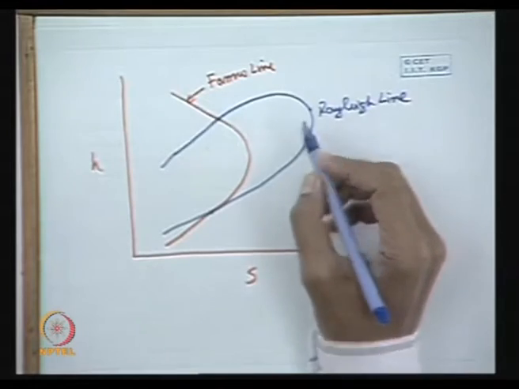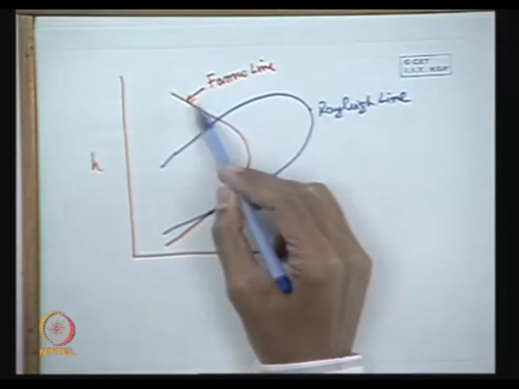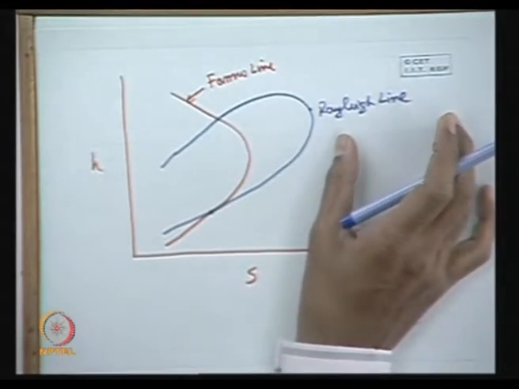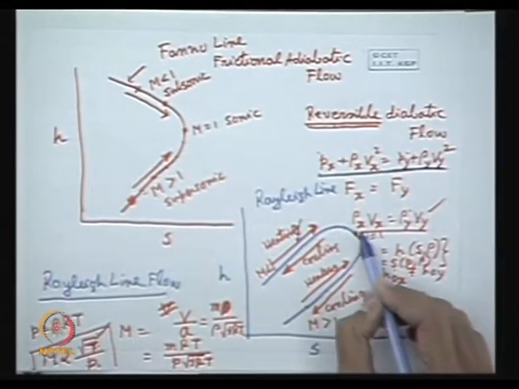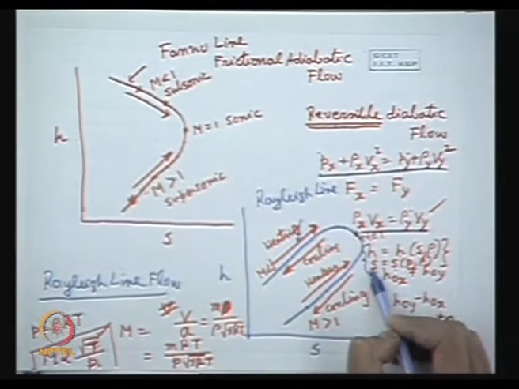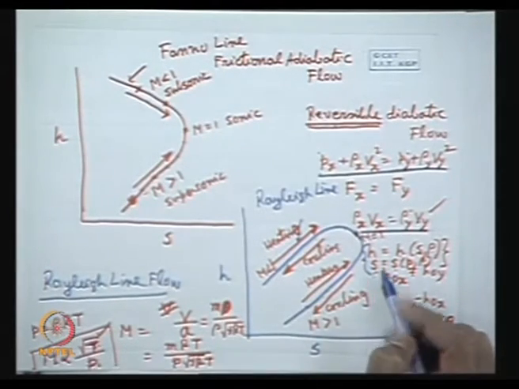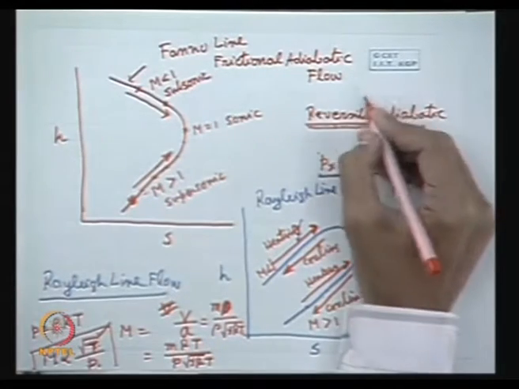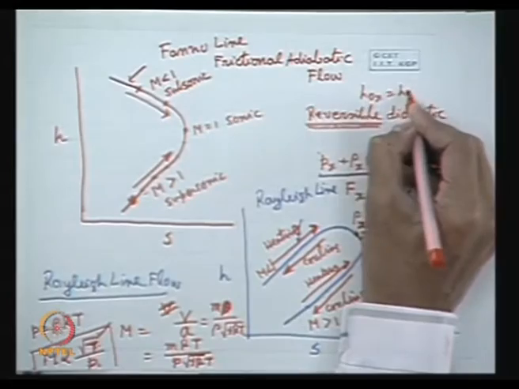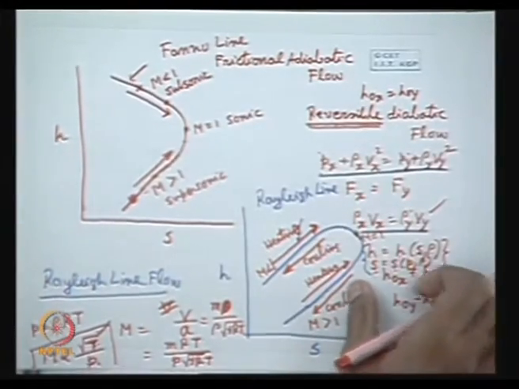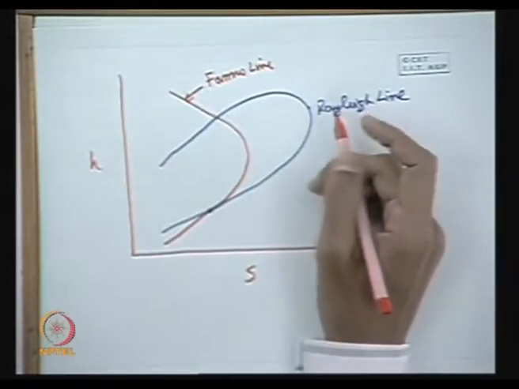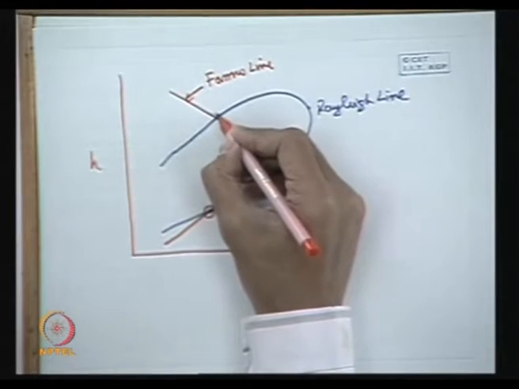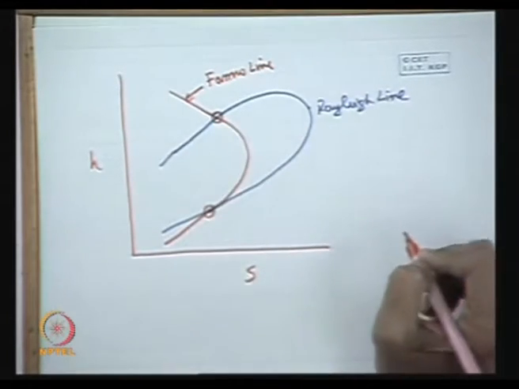Now you see that since the shock represents both the Fanno line and Rayleigh line flow, we have already discussed that in case of shock, these equations are valid, these are the thermodynamic equations of state or the thermodynamic property relations, and along with that, the constancy in stagnation enthalpy, h0x is h0y, is also valid. So for a shock to occur, both the upstream and downstream points will satisfy all these conditions, that means they will lie on both the Rayleigh and Fanno lines. That means the intersection of Rayleigh and Fanno lines will represent the upstream and downstream points of a shock.